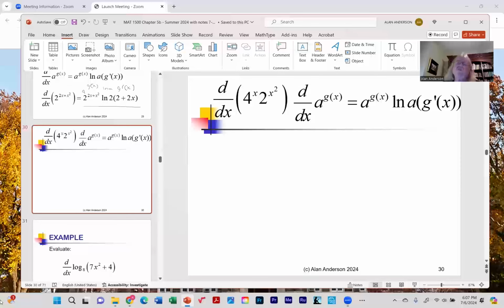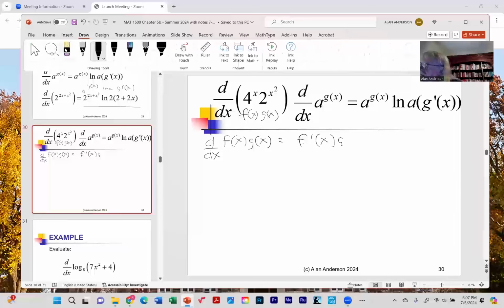So first things first, you have to apply the product rule. Think of this as f of x and g of x. You're going to have the derivative of f of x times g of x, as you remember, is... All right, so we already know f of x and g of x, but what is f prime of x?